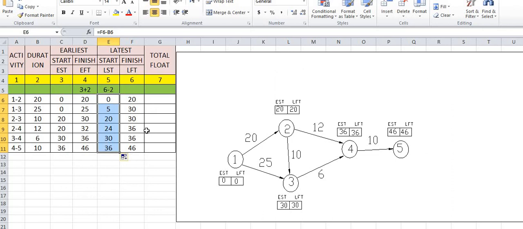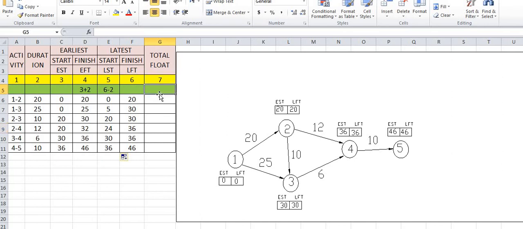So 20 minus 20 is 0. 30 minus 25 is 5. 30 minus 10 is 20. 36 minus 12 is 24. 36 minus 6 is 30. 46 minus 10 is 36. This is the subtraction of columns, sixth column minus second column. While calculating LST we subtract the durations, and while calculating EFT we add the durations. So these two columns are very important, and we have calculated them.